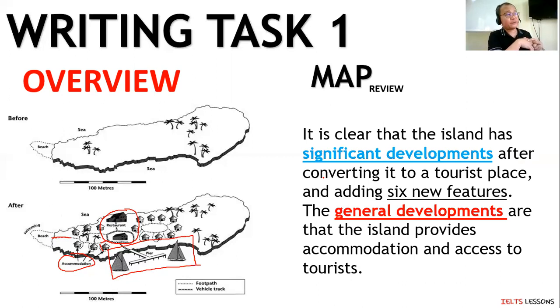Again, we have to identify the developments that have taken place in the present or will occur in the future, after converting it to a tourist place and adding 6 new features. And after that, we have to identify the general changes. So the general developments are that the island provides accommodation and access to tourists. Easy overview.